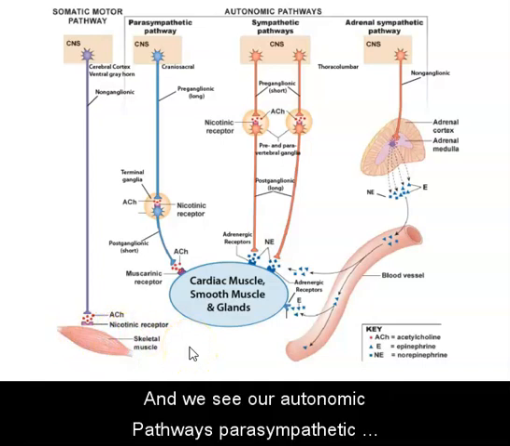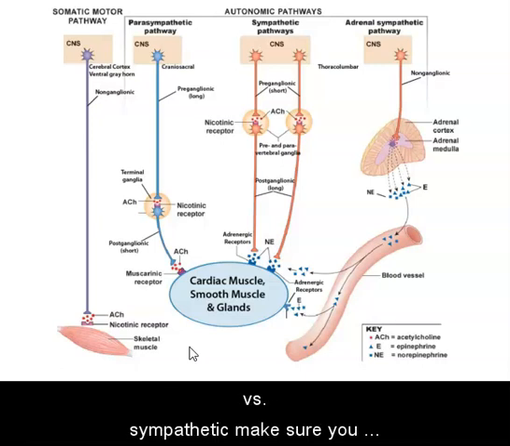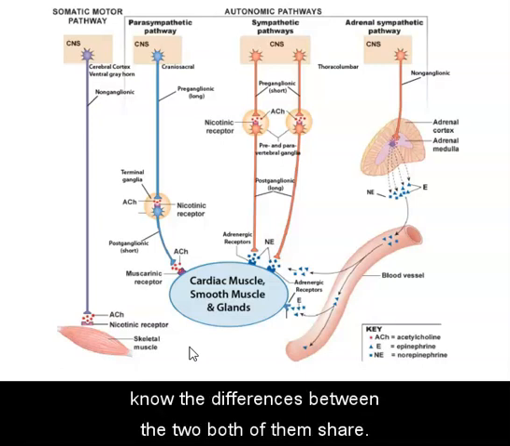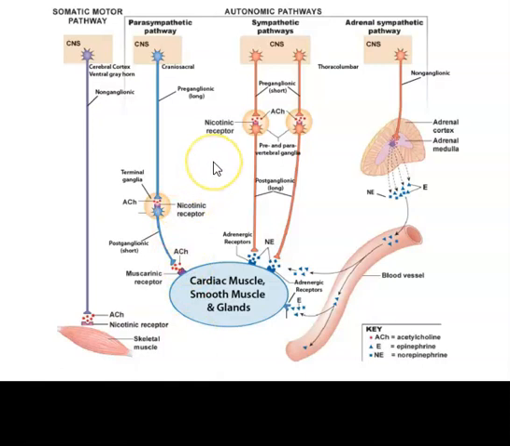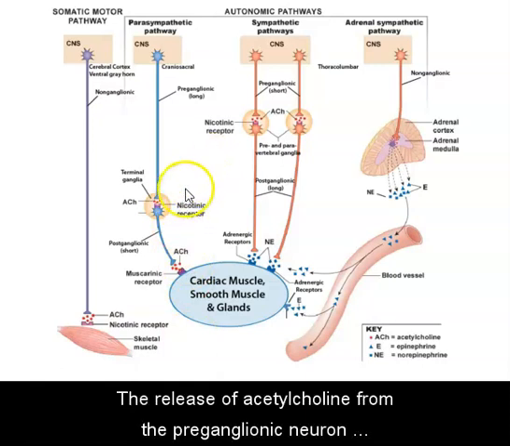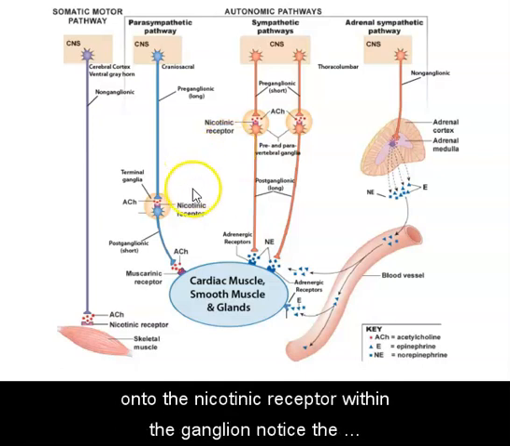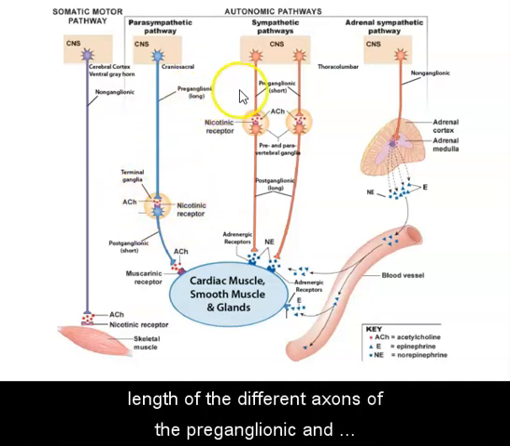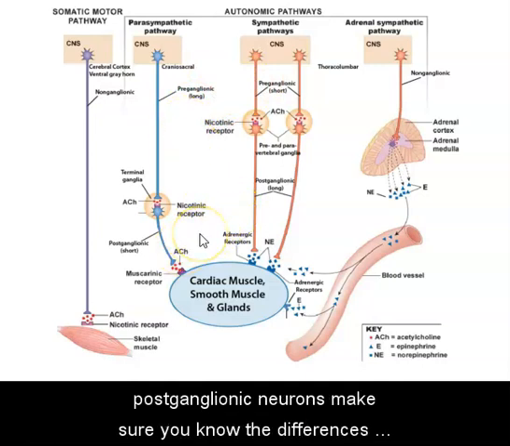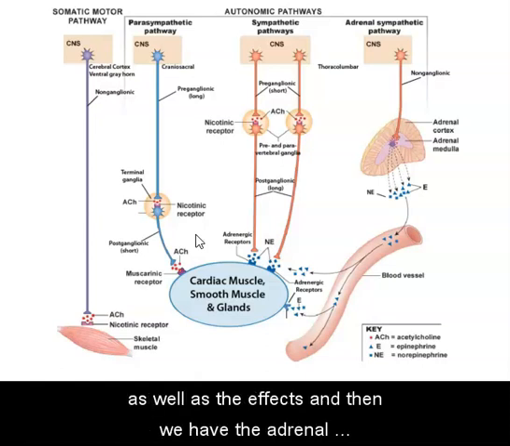And we see our autonomic pathways, parasympathetic versus sympathetic. Make sure you know the differences between the two. Both of them share the release of acetylcholine from the preganglionic neuron onto the nicotinic receptor within the ganglion. Notice the lengths of the different axons of the preganglionic and postganglionic neurons. Make sure you know the differences as well as the effects.